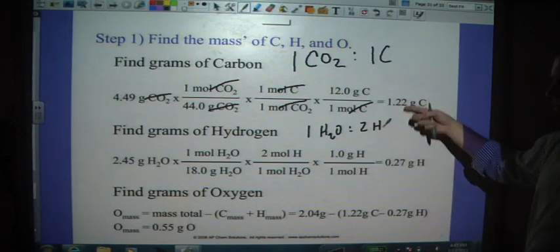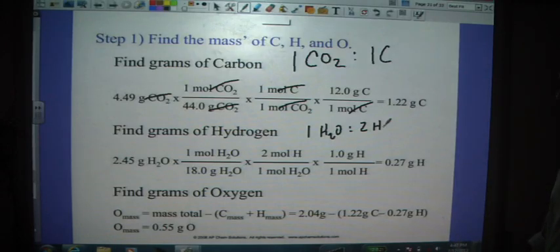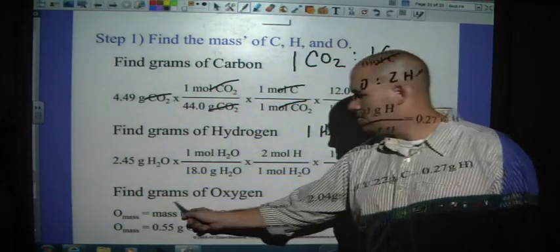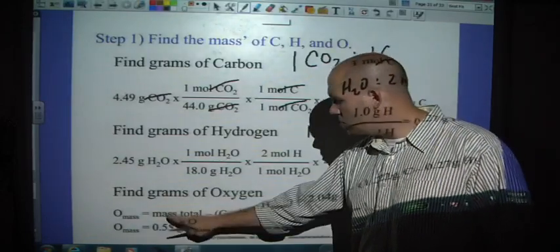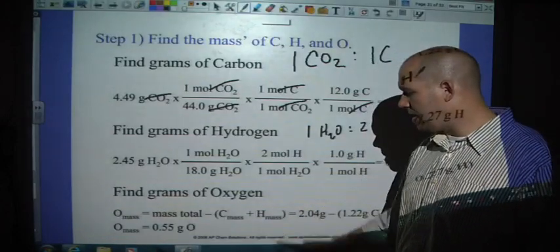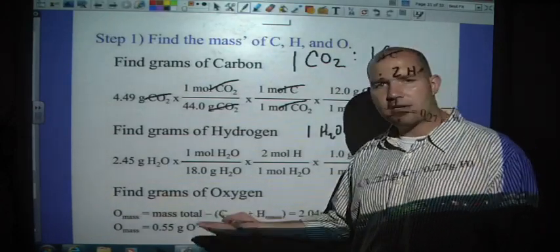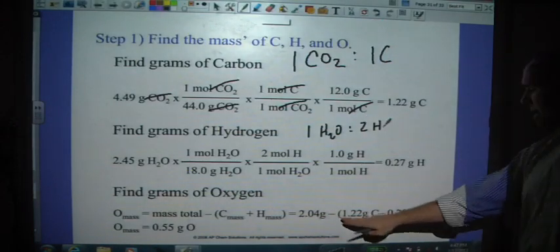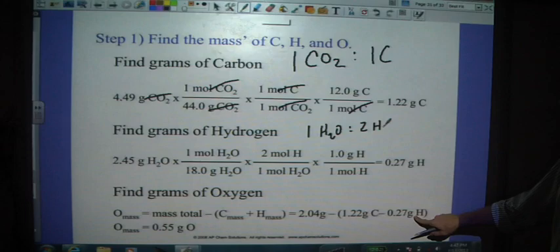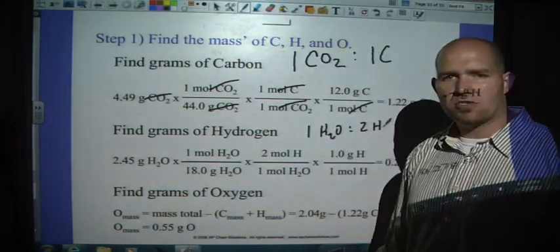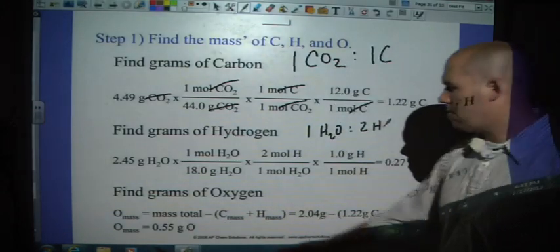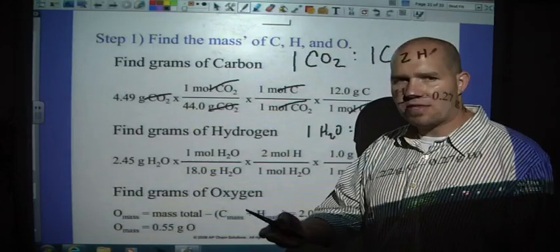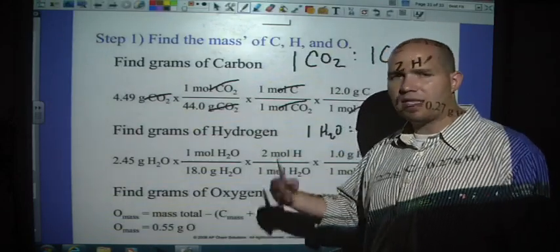So because we have these two, we need to figure out how many grams of oxygen we had. Do you remember what the total sample was? It was 2.04. So if we take our total mass of all the carbon, hydrogen, and oxygen in that sample, we put it in there, 2.04, and we subtract the amount of carbon and hydrogen that we calculated, you can figure out the remainder is the oxygen. 2.04 minus the carbon minus the amount of hydrogen, and you wind up with 0.55 grams of oxygen. Okay? Now we have grams of all three. We have grams of carbon, grams of hydrogen, grams of oxygen. It's time to now divide the grams and go into moles so we can calculate the empirical formula.